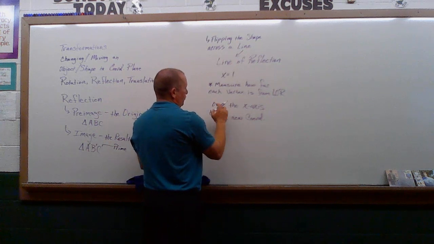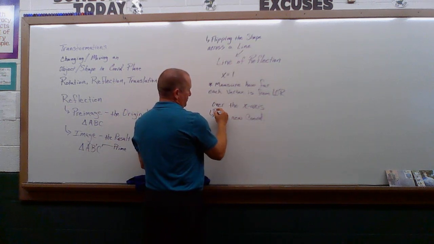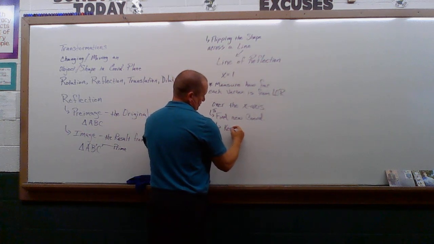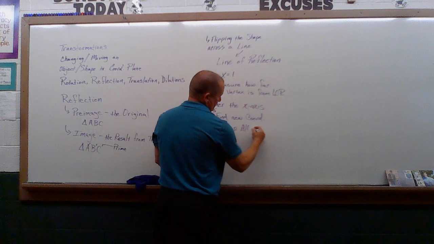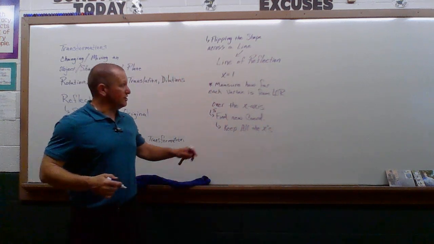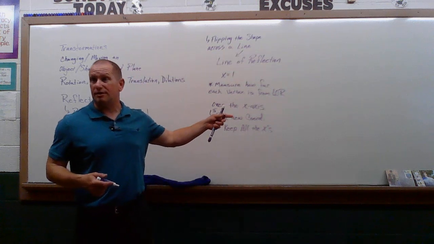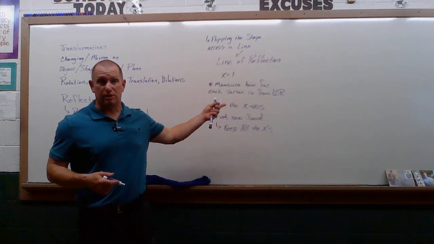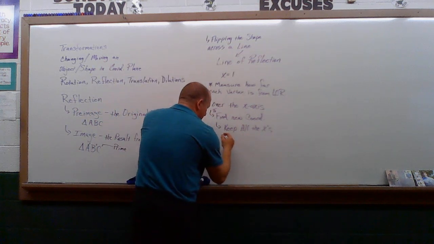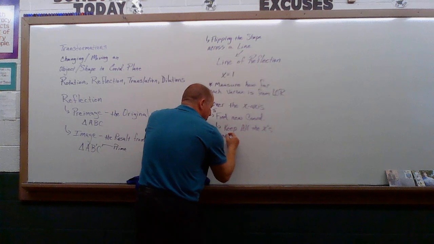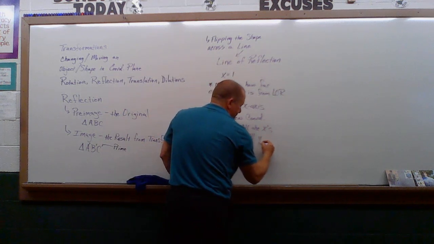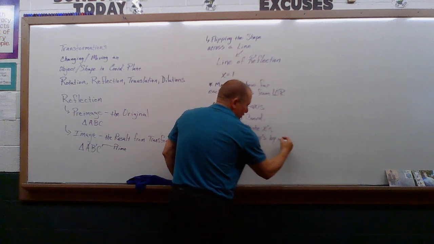So if I'm doing this over the x-axis, to find my new coordinates, I'm going to keep all the x's. So whatever it started out with as my x, which part is my x in a point? Which number? The first number, right? I'm going to keep all the x's and multiply all the y's by -1.